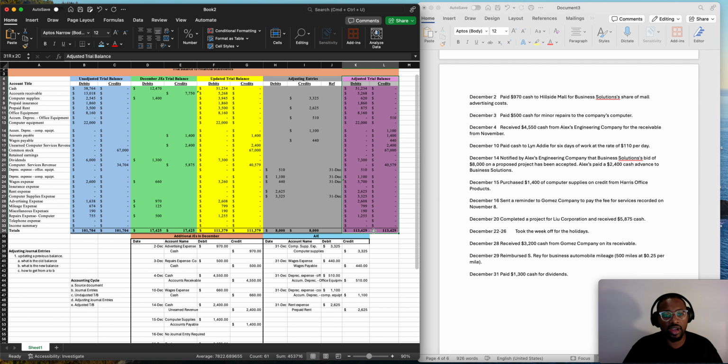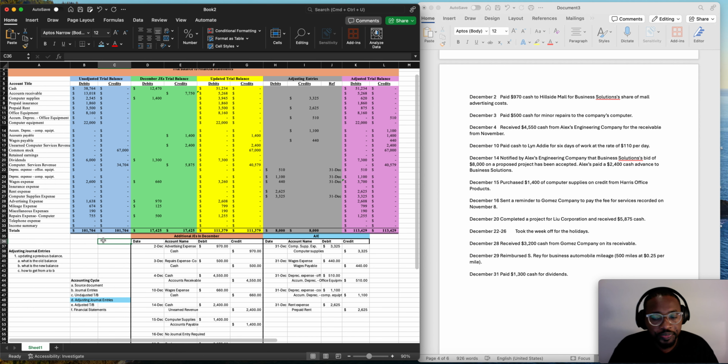This is what an adjusted trial balance is. It's literally the same as the unadjusted, but now it just has the updated numbers, right? So after you do your adjusted trial balance, then you are able to do your financial statements. Okay. Then you're able to do your financial statements. So this is the abbreviated accounting cycle. So this is what we're talking about in this video. We're talking about adjusting journal entries, right? Adjusting journal entries. So here's the thing, right?